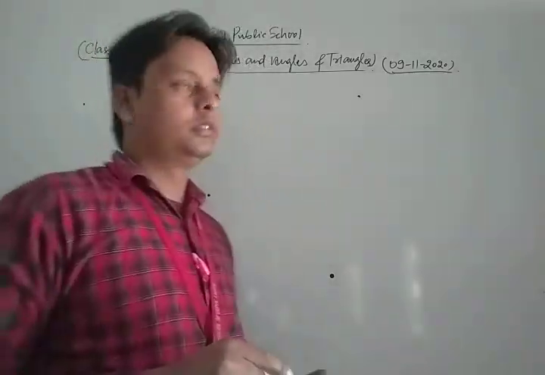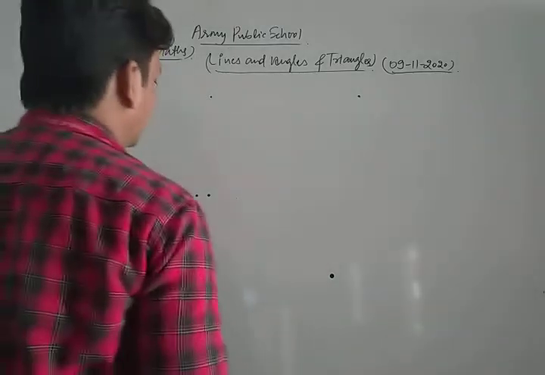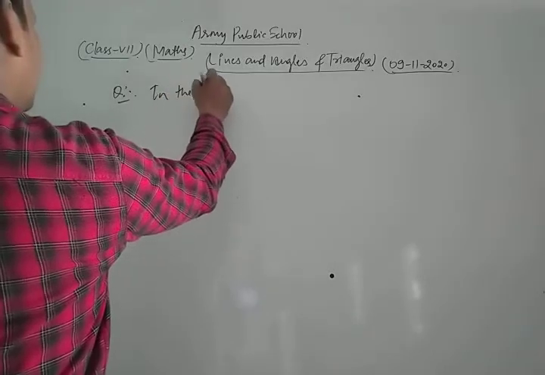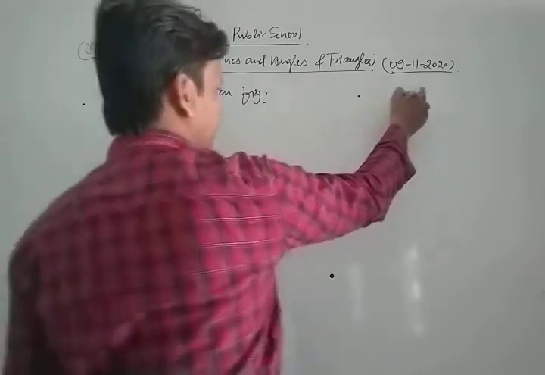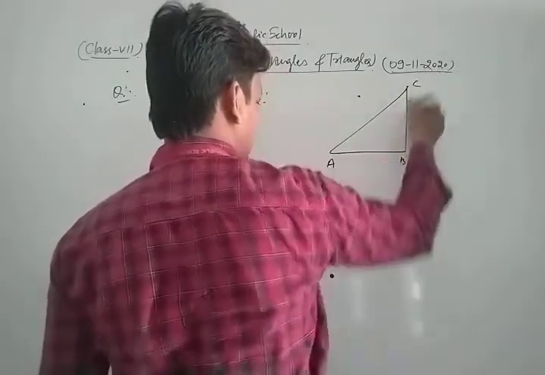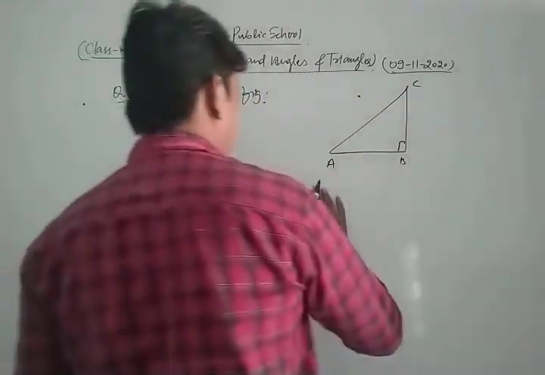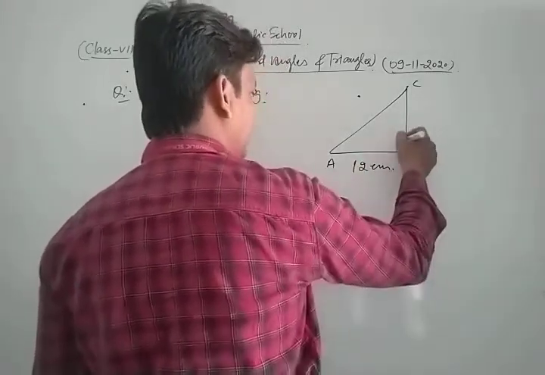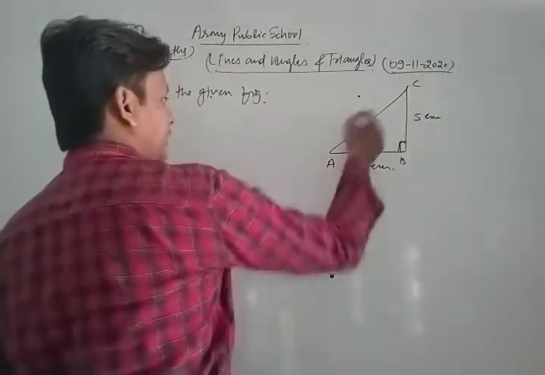Now dear friend, first we take some question. In the given figure, one figure is given that suppose that this is a right angle triangle, right angle at B. Suppose that AB is 12 centimeter and BC is 5 centimeter. Find the value of AC.